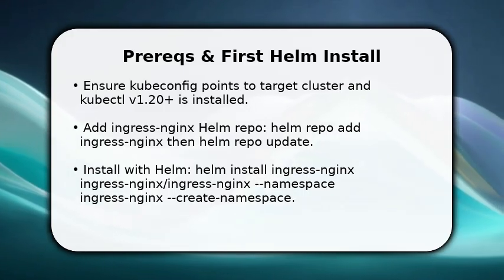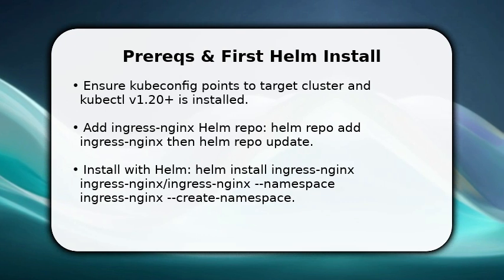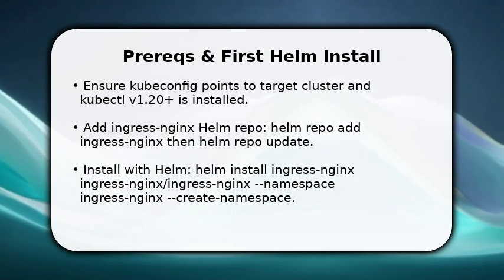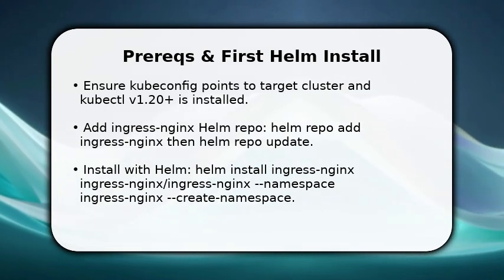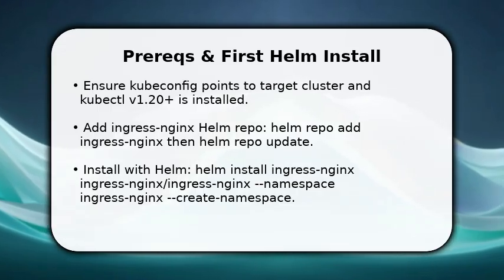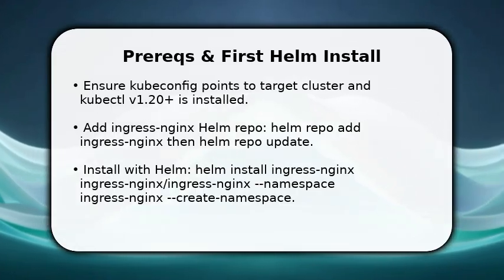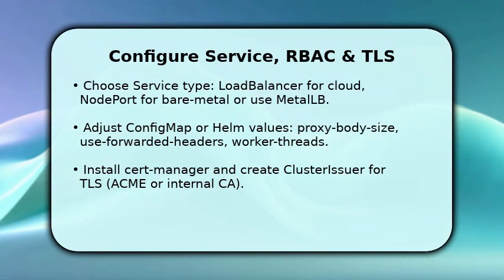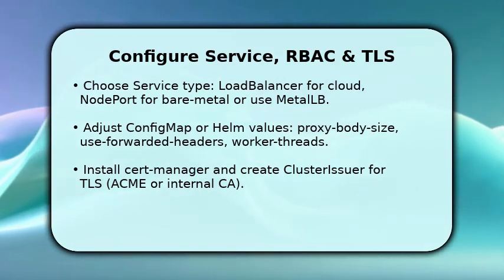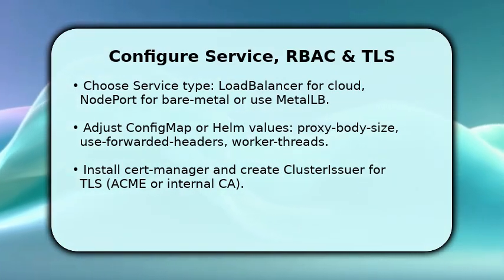Make sure your kubectl context is correct before applying, since Helm will target the active cluster and namespace. Once the controller is installed, configure how it exposes itself. Select service type LoadBalancer on cloud or NodePort plus MetalLB on bare metal. This determines your external IP behavior.